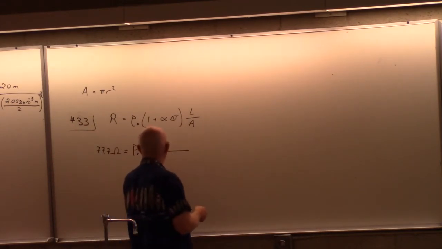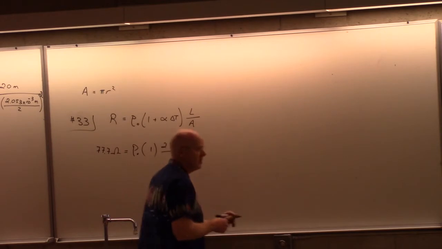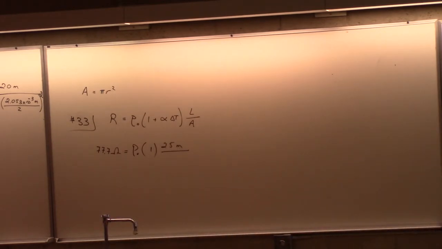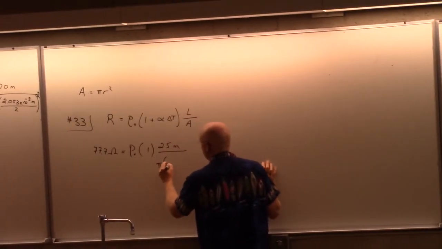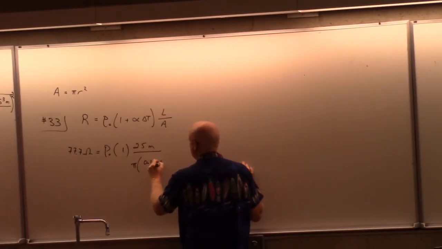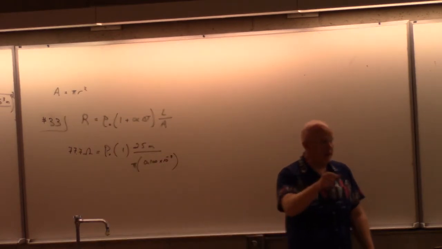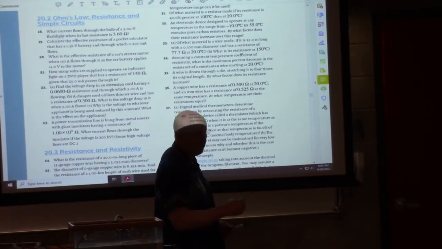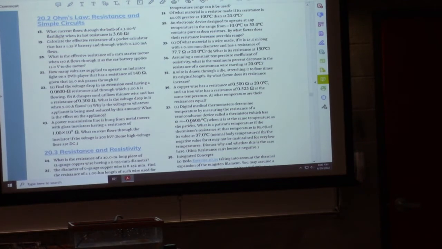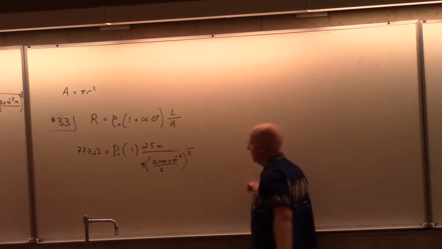The length of this one, I think I just read 25 meters? Yeah, 25 meters, and the diameter is 0.1 millimeters. So let me make sure I emphasize that, 0.1 millimeters. And again, let me emphasize that is diameter, so I will divide by 2 and then square that.